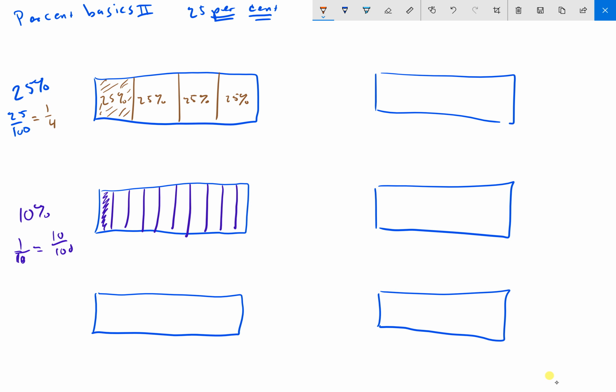But let's say 20%. Well, how many times can I count 20% into 100? So let's say 20, 40, 60, 80, 100. Looks like I only need 5 boxes. 1, 2, 3, 4, 5. So 20% here, 20% here, 20% here. That's 60, 80, and then an additional 20% is 100. So that's 20 out of 100.